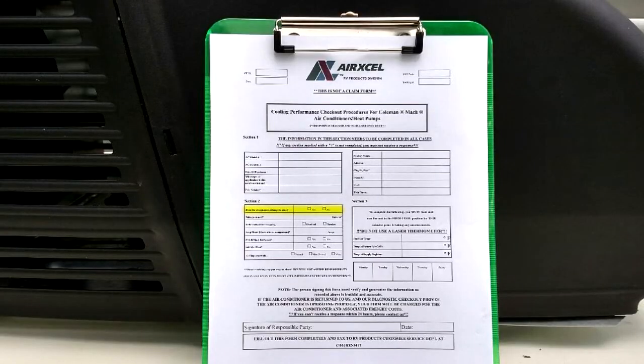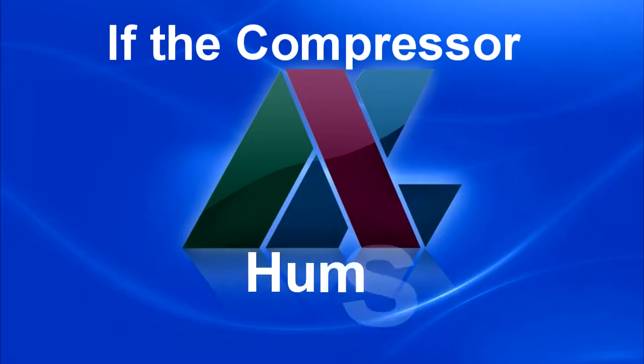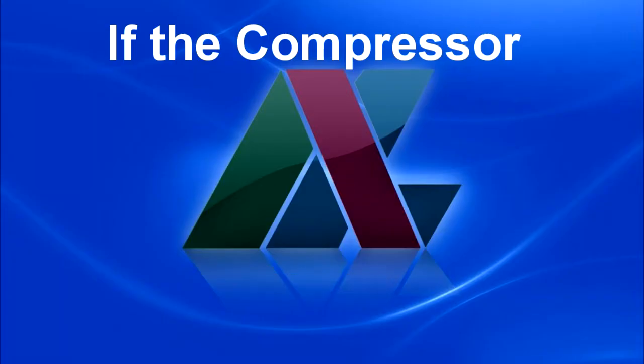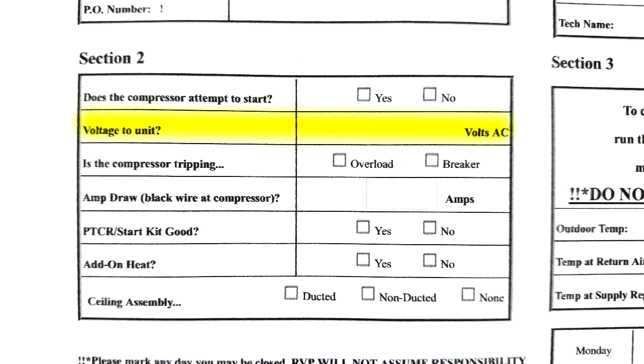Does a compressor attempt to start? To answer this question, you have to know if the compressor reacts when voltage is applied. If it hums, vibrates, or gets hot, the compressor is attempting to start. Incoming voltage to the unit should always be checked from hot to neutral, not hot to ground. If you have voltage from hot to ground, it does not mean you have a circuit. You simply have potential voltage.